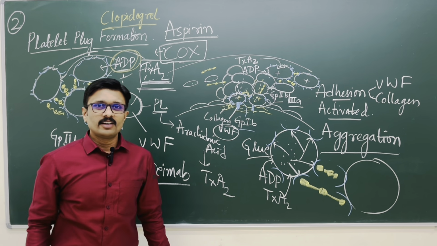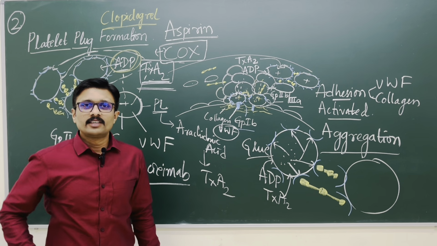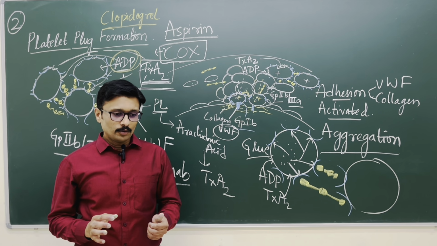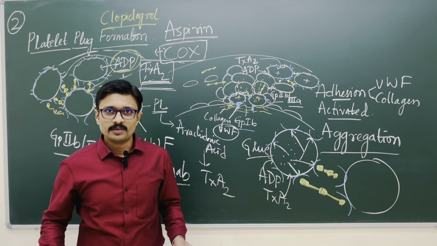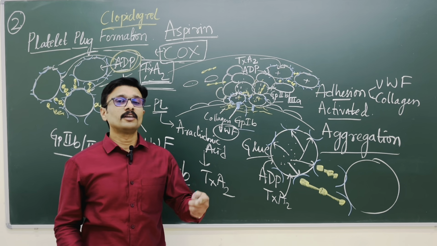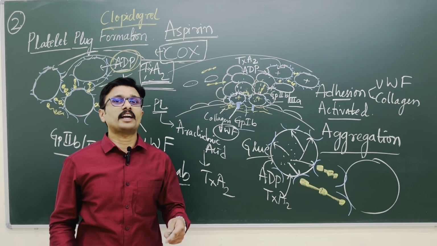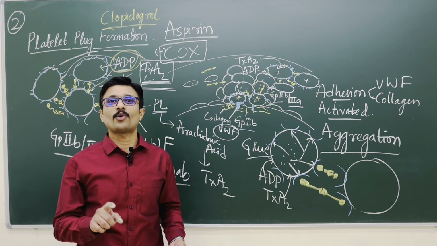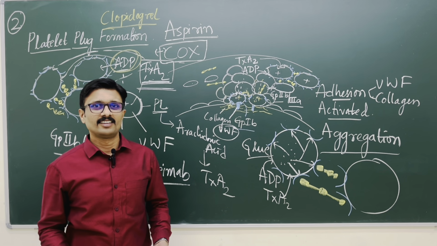In the next lecture, I'll continue with the third step in hemostasis, that is how the fibrin clot is formed, the coagulation factors' role, and also the role of platelets in coagulation factor activation, the role of platelets in formation of clot along with the coagulation factors, in the next lecture.